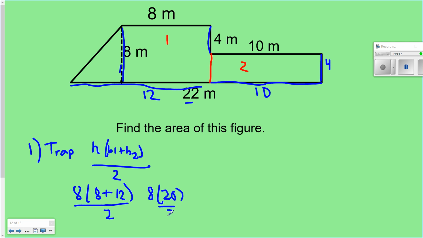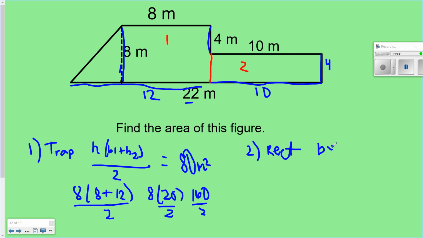divided by 2. So it's going to be 160 divided by 2. So my trapezoid is 80 meters squared. Check out that writing. 80 meters squared. My rectangle, okay, rectangle. My rectangle is base times height.